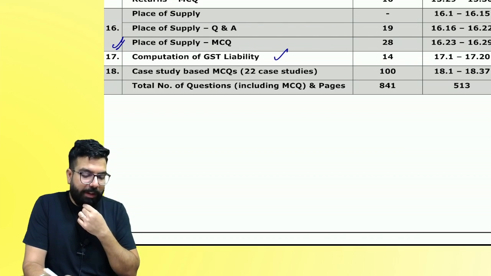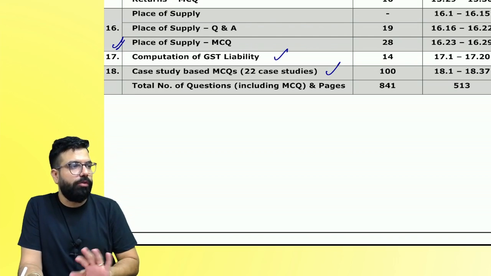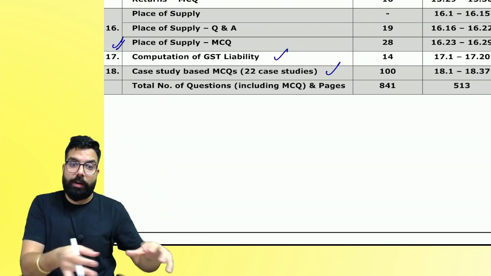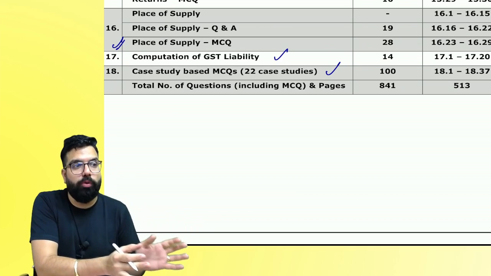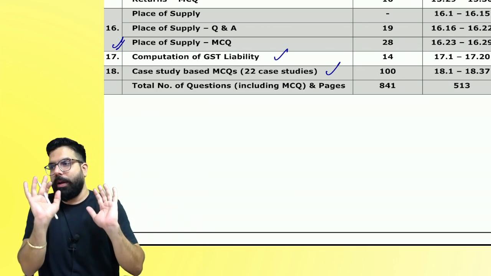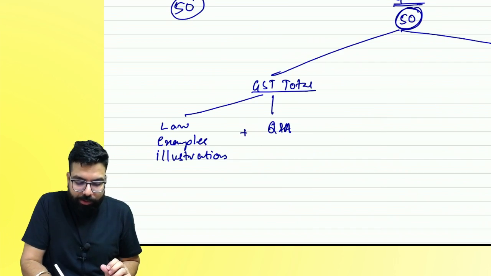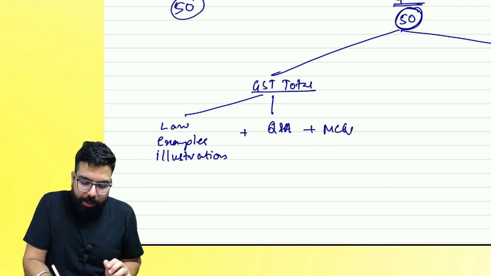After that, we have one big chapter and one case study MCQs also which I have given. Okay, Baba, so the GST total is your total book. You don't have to run to the ICAI material. You don't have to run to any RTP. You don't have to run anywhere. It's complete, total means complete. It's the complete book, which is the Q&A plus the MCQs also.